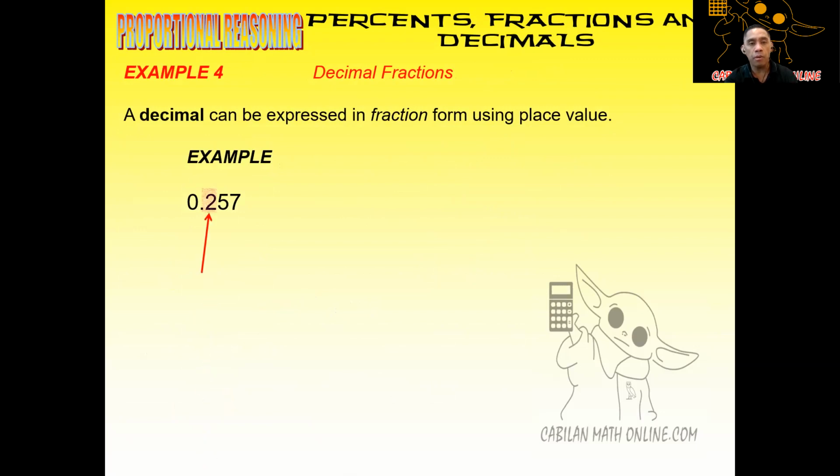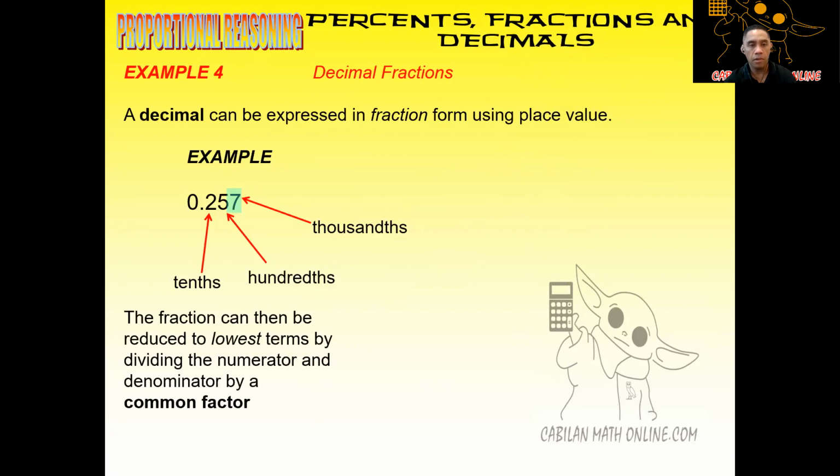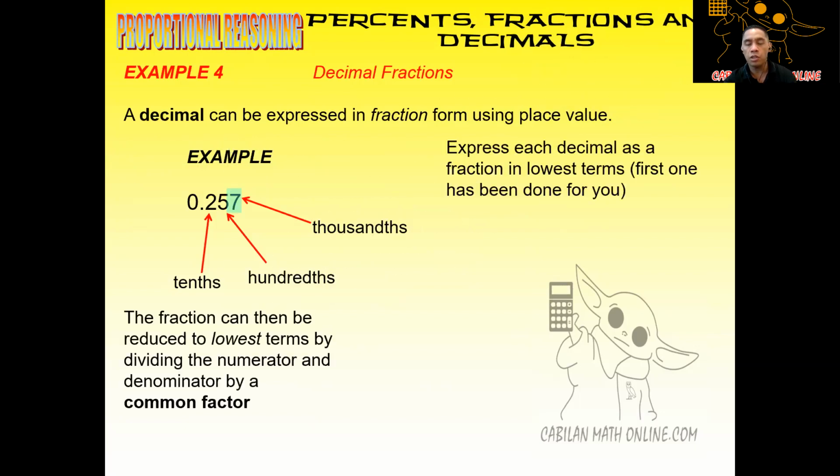So remember that according to place values, this is going to be the tenths column, this is the hundredths column, and this one over here is the thousandths column. And as we go further to the right, the place value increases. So the value after the thousandths there will be the 10,000ths, etc. All right. Now that's going to be relatively important here in the next example. And after that, once you express it as a fraction based on place value, you still need to convert it into a fraction in lowest terms here.